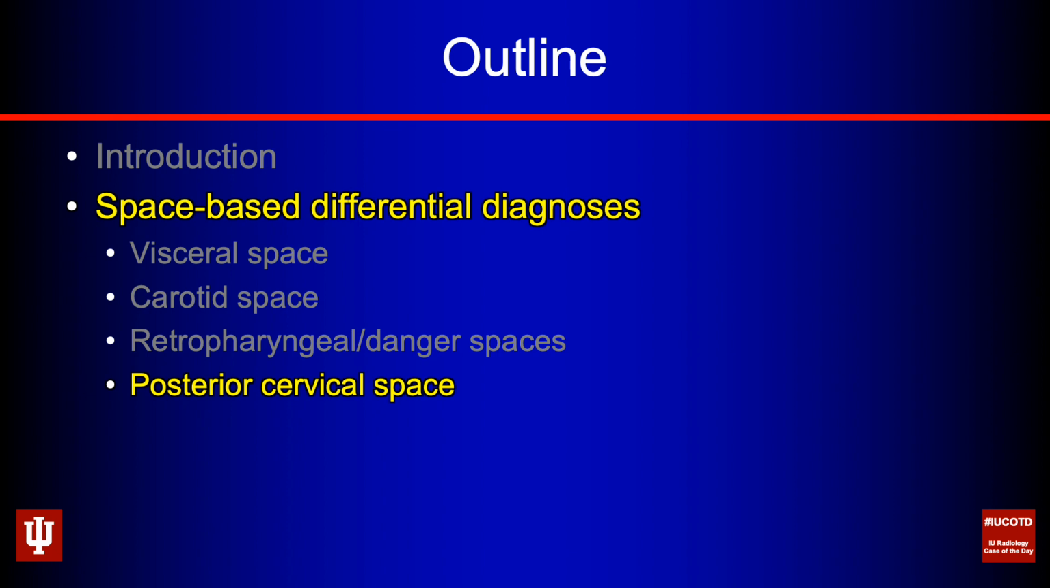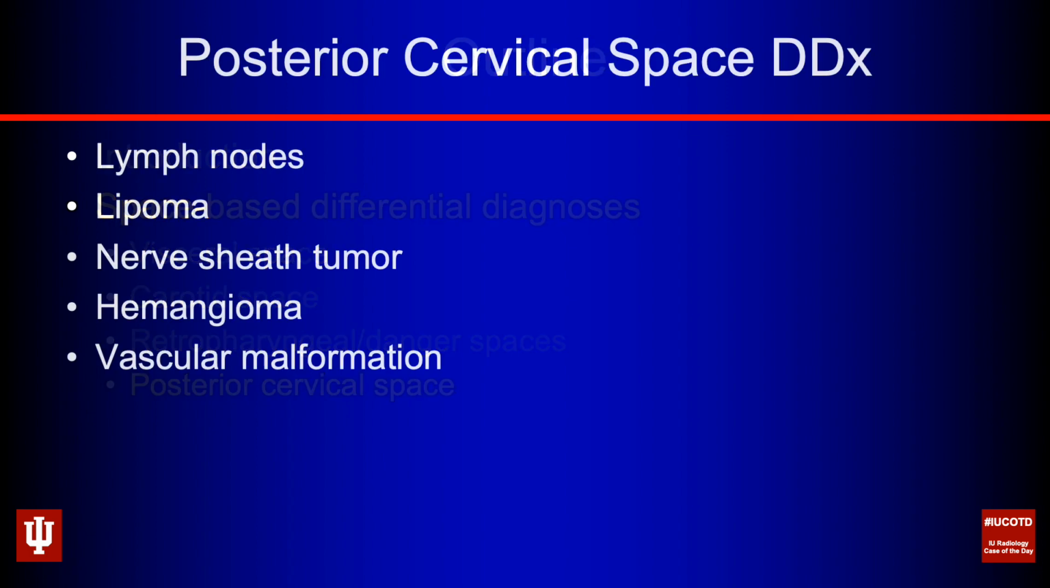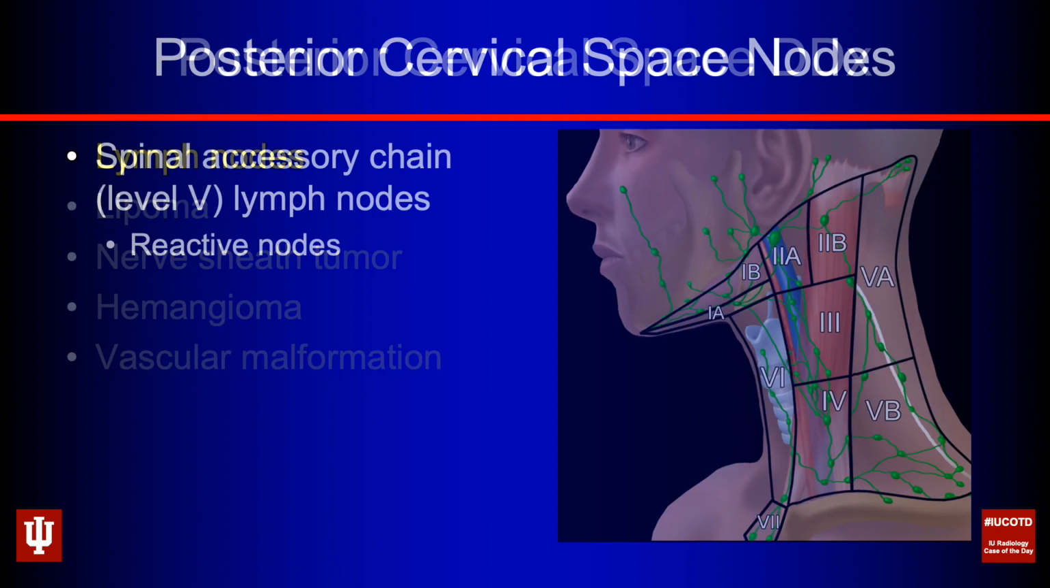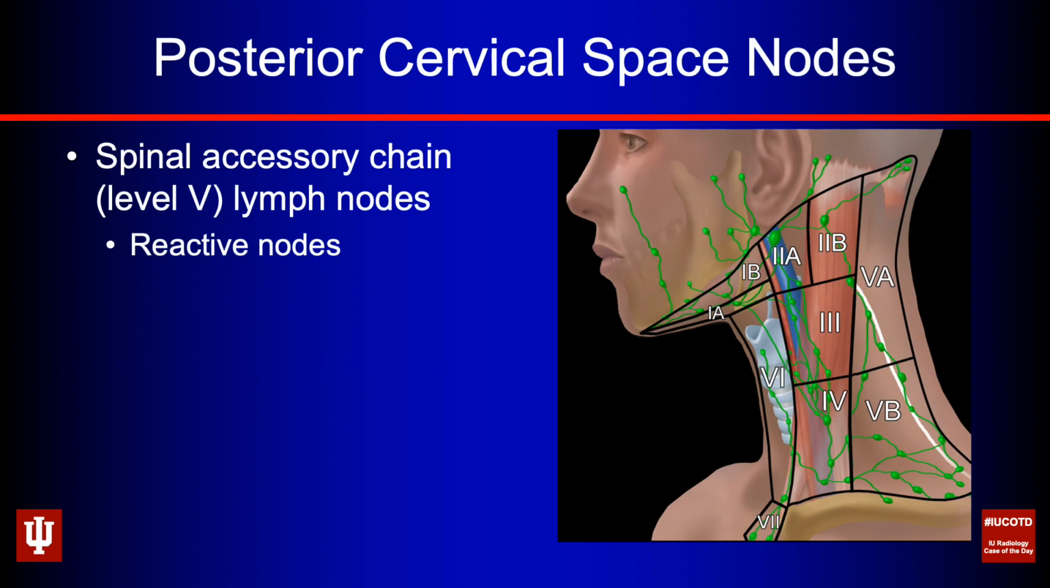I'm not going to talk about the perivertebral space because that's a topic in and of itself as well. But there are just a few things to be thinking about with the posterior cervical space. First of all is lymph nodes. So this is where we find our spinal accessory chain nodes, or level 5 lymph nodes, and they can come in a lot of flavors and they can wear a lot of hats, right?